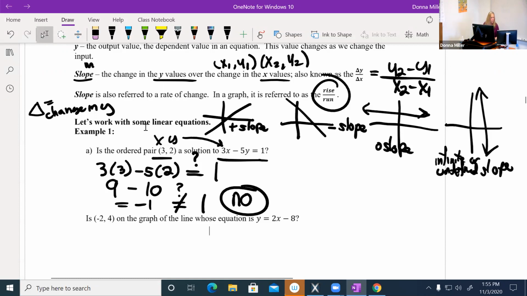Okay. So one way to tell if they're on the line is plug the point in and see if it works. Is that right?